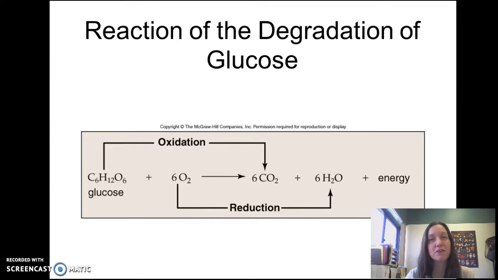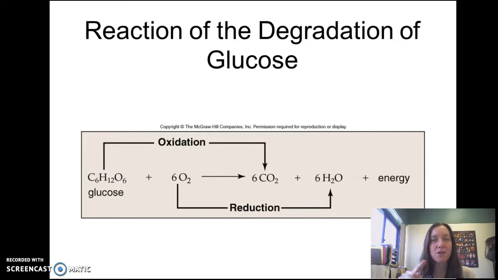When these combine, the arrow shows us the direction of the reaction. We end up with 6 molecules of carbon dioxide, 6 molecules of water, and energy in the form of ATP again. Those 6's in front of the O2, CO2, and H2O show us how many atoms and molecules we have of those. So when you see 6O2, that means we have 6 oxygen pairs for a total of 12. When we have 6 CO2, that means we have 6 molecules of carbon dioxide.